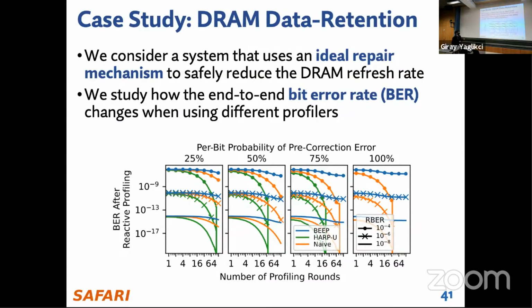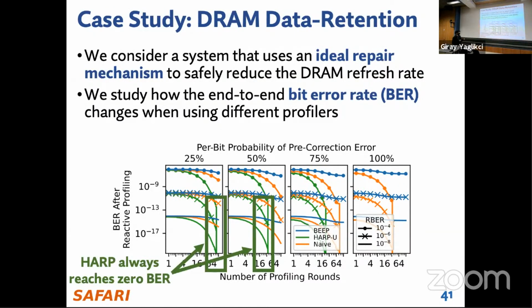indirect errors. What we observe here is that HARP always reaches 0 bit error rate for all of these curves, right? When the per-bit error probability is relatively low, it takes many more profiling rounds, whereas when it's very high, it's actually not visible on this plot, but essentially in the first round, it's already identified all of the direct errors because they occur with probability 1, so they're immediately visible.